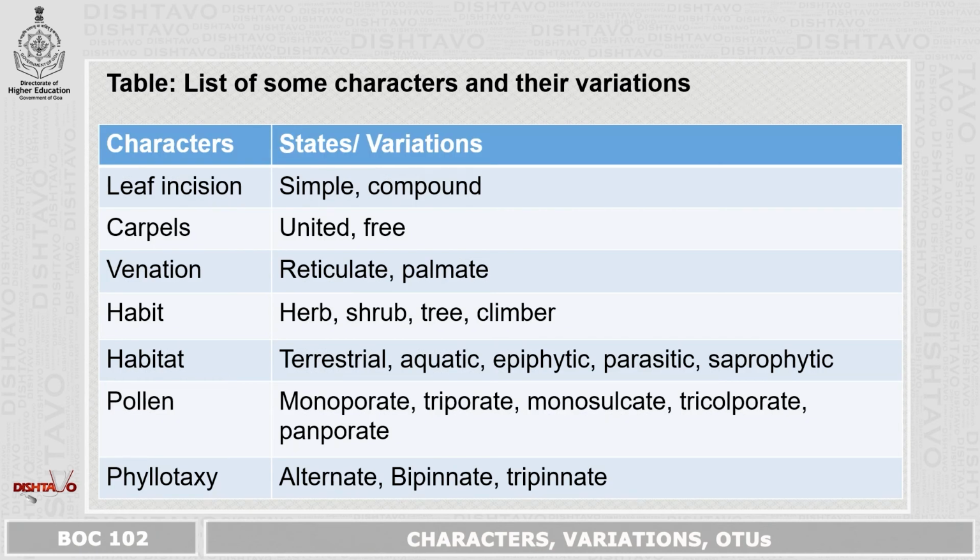These are some lists of characters and their variations. Leaf incision: you may find simple leaf, compound leaf. Carpels may be united, free, like that. These are some of the characters you can go through. Venation, habit, habitat, pollen, phyllotaxy. All these are some of the characters and their variation in the characteristics.